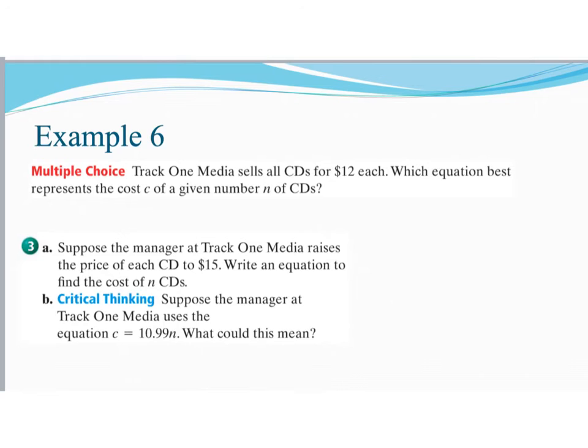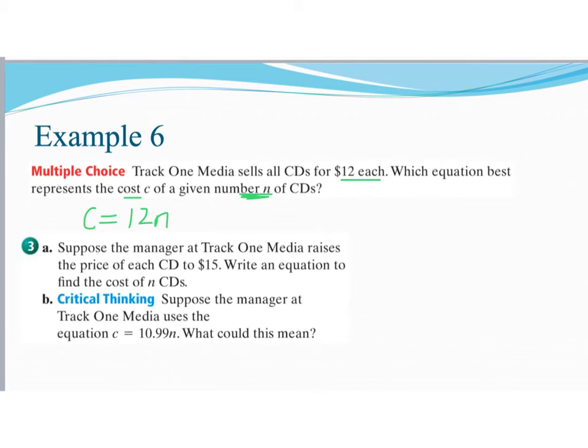For example 6, it says Track One Media sells all CDs for $12 each. Which equation, which we'll come up with, best represents the cost C of a given number N of CDs? So in this case, we know that our cost is going to equal the cost of each individual CD, 12, multiplied by the number of CDs that are sold or purchased in this case. So C equals 12 times N.